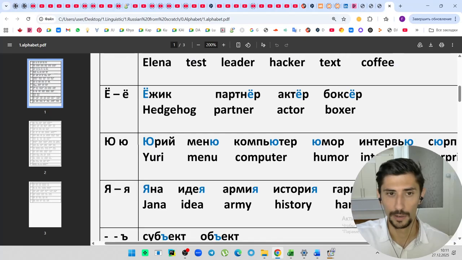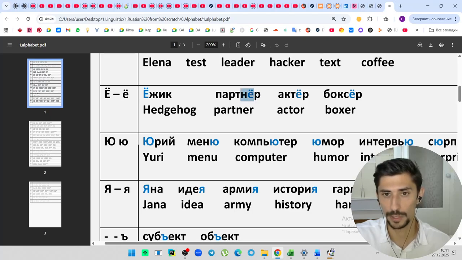Okay. This letter with two points at the top is pronounced like yo. So the next letter is like Z. Together it would be ежик. I know it's not like in English, but I had to find some word that starts with this letter, so I chose this one. So, ежик. Okay, next example, partner.